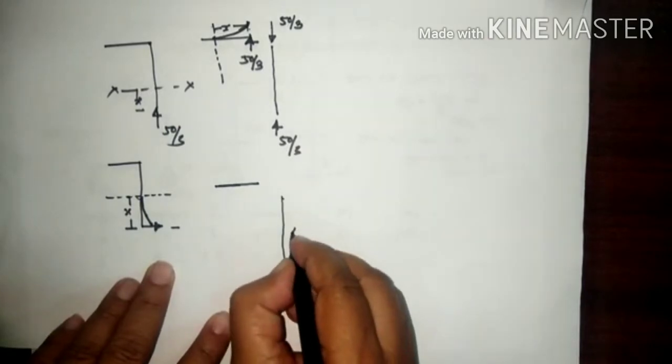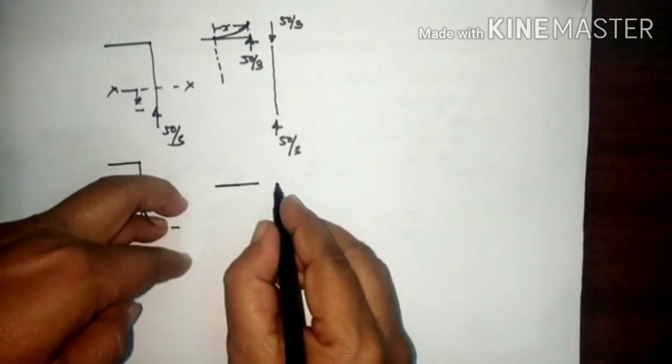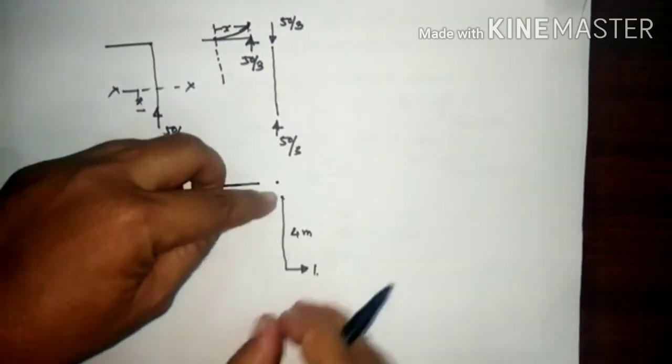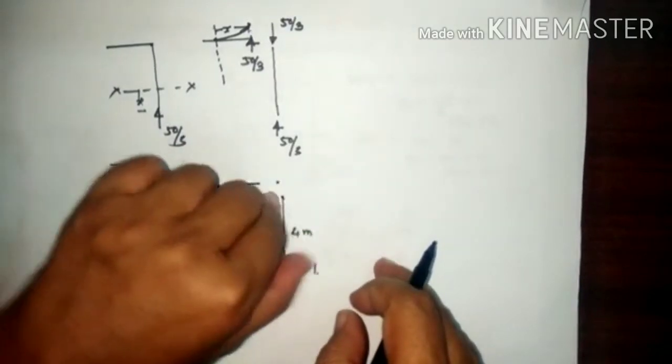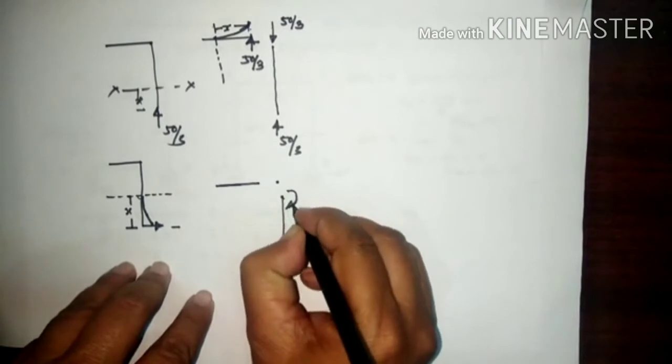We know the distance is 4 meter. So this joint is a rigid joint at here. This joint is a rigid joint. So this is anti-clockwise. So here moment produces the clockwise.